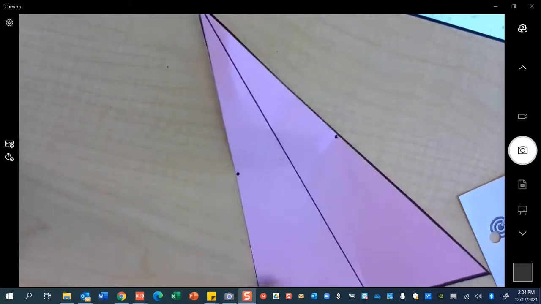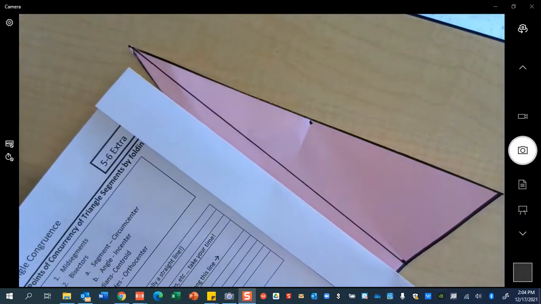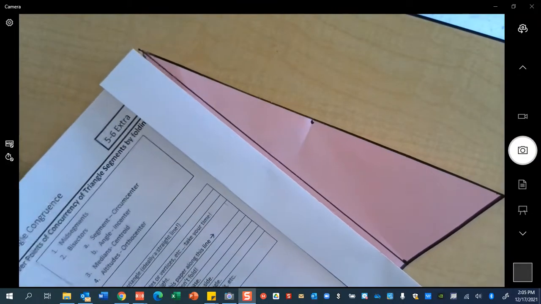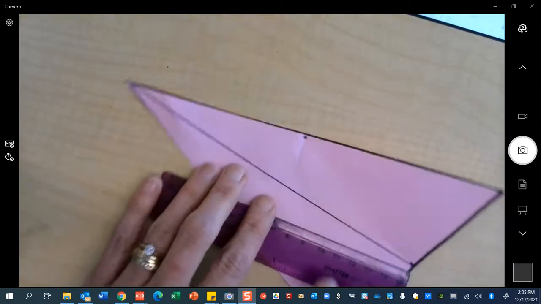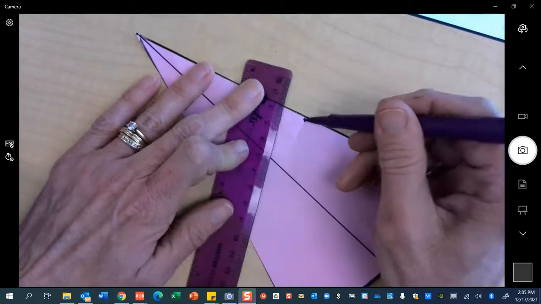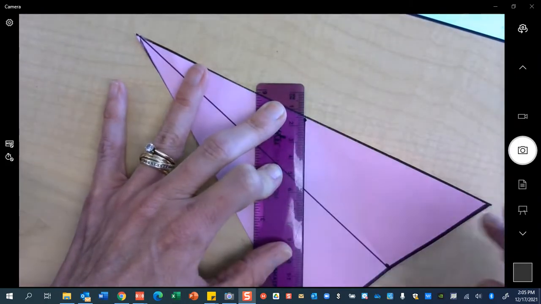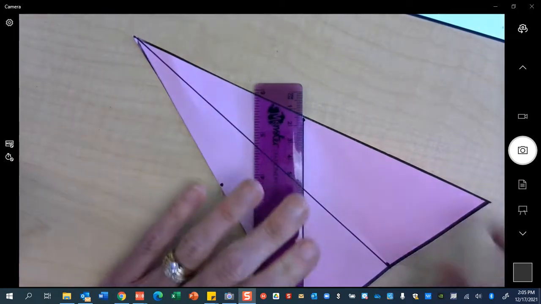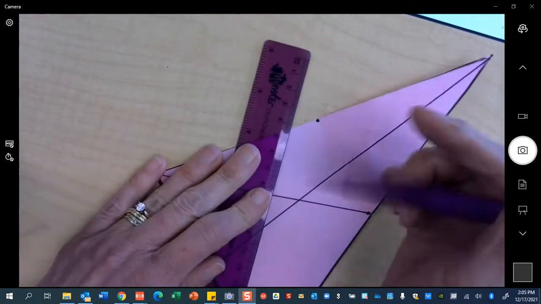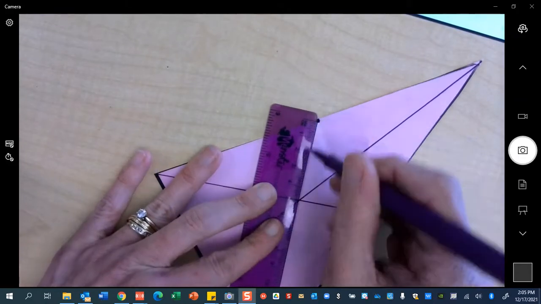Now, you might need to use your handy dandy created straight edge because the ruler might not be long enough. If it is long enough, it's easier to use for sure, but you might have an instance.